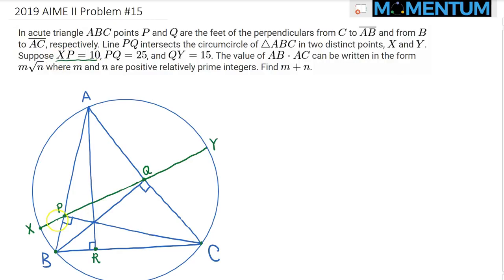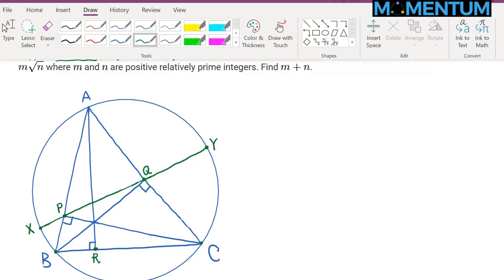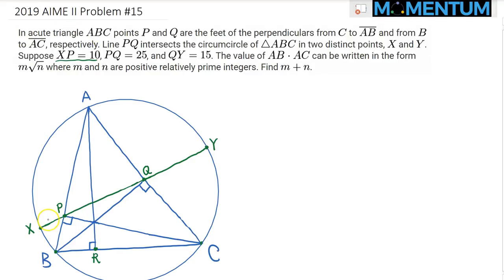So when you extend PQ, you let it intersect the circumcircle at the points X and Y. And we are told that XP measures 10, PQ measures 25, and QY measures 15. So as a result, we want to calculate AB times AC, the side lengths of our triangle. So this is a standard configuration.